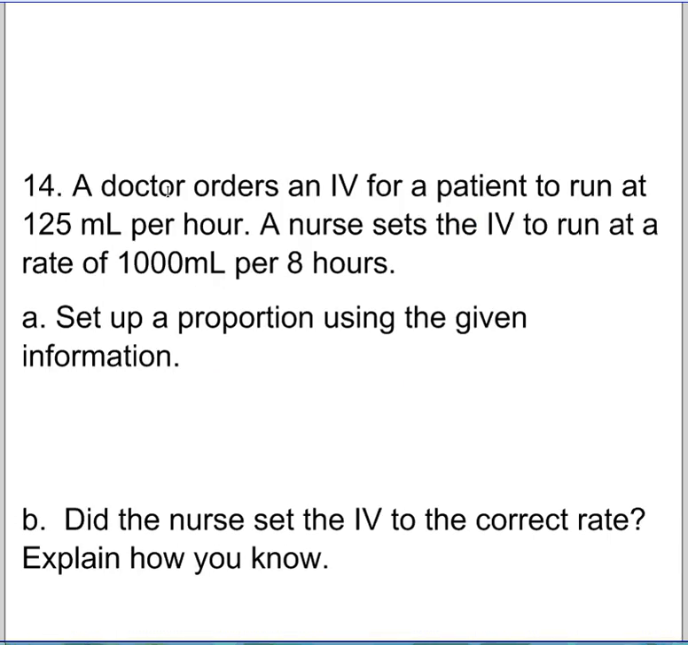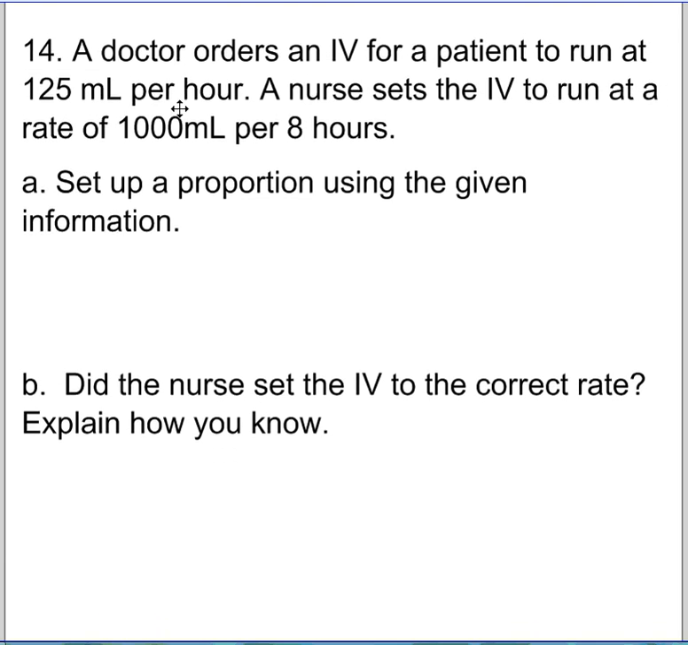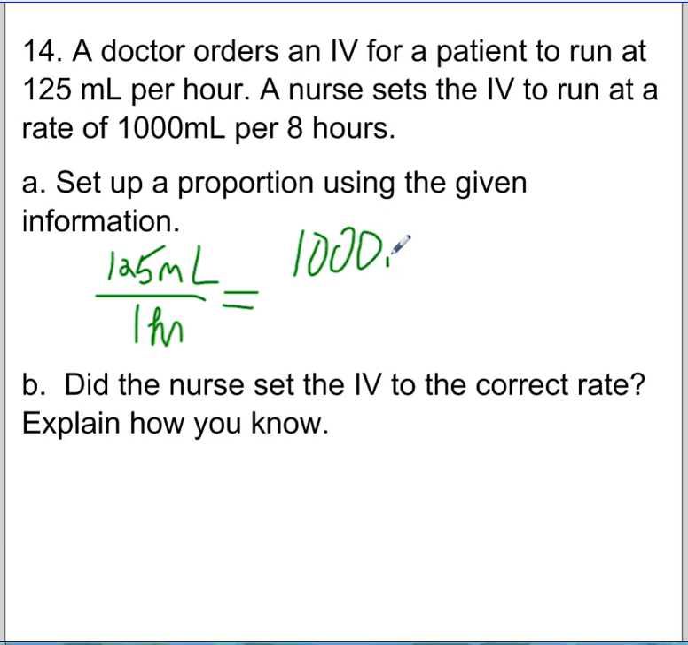A doctor orders an IV for a patient to run at 125 milliliters per hour. A nurse sets the IV to run at a rate of 1,000 milliliters per 8 hours. Set up a proportion using the given information. And so we need to know if 125 milliliters per 1 hour is the same rate as 1,000 milliliters per every 8 hours.